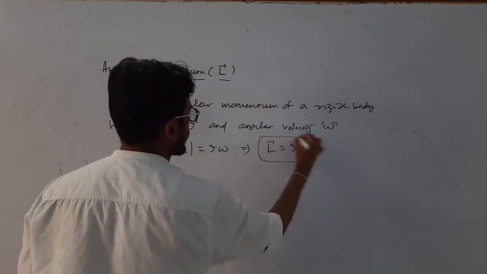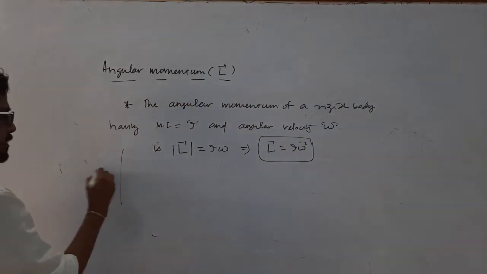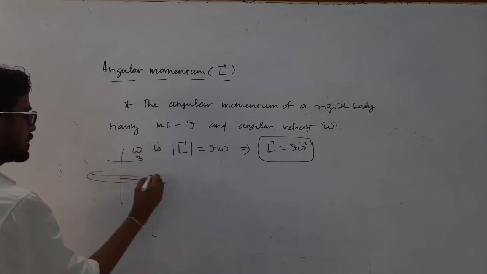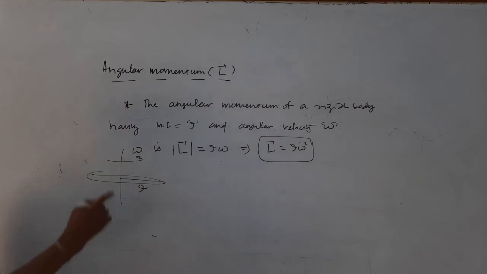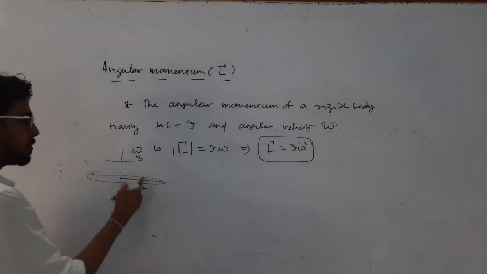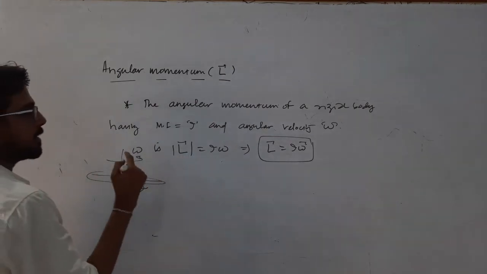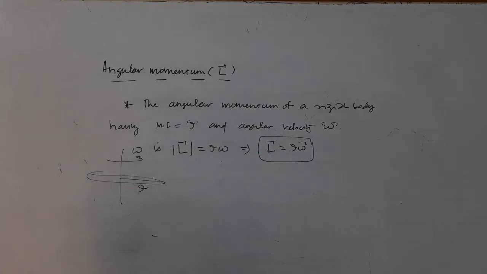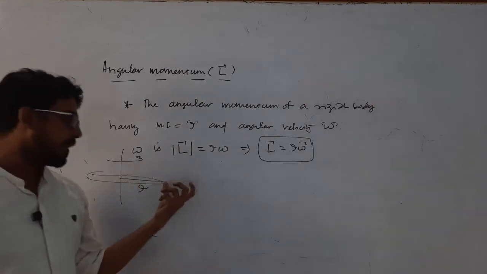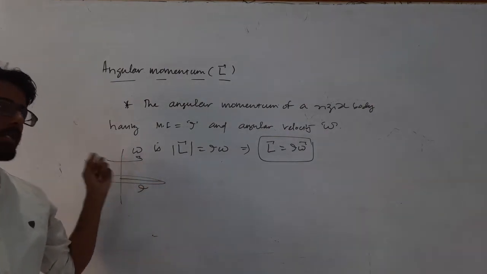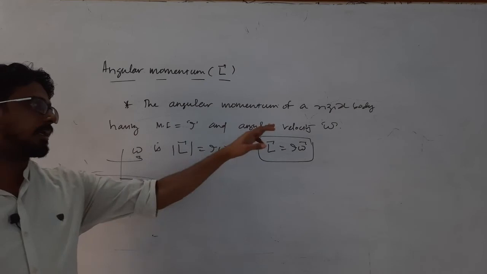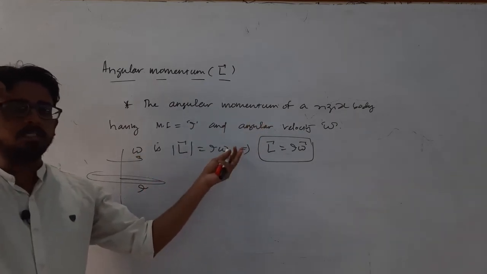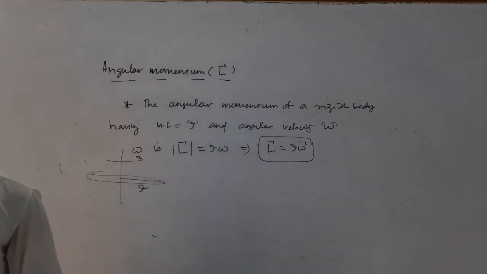Okay, so for a rigid body, if this is a rigid body which is rotating about this axis with omega and this body has a moment of inertia I, then the angular momentum of this body about this axis is defined as what? I omega, or in vector form L vector equal to I omega vector. Clear? So this is how we can find out the angular momentum of a rigid body which has moment of inertia I and an angular velocity omega, which is same as that of linear momentum in case of linear motion. Clear?